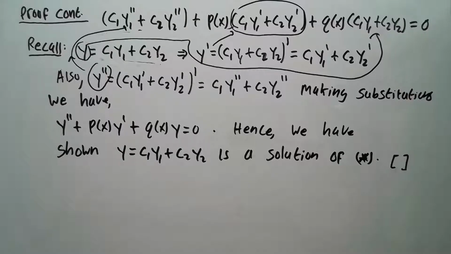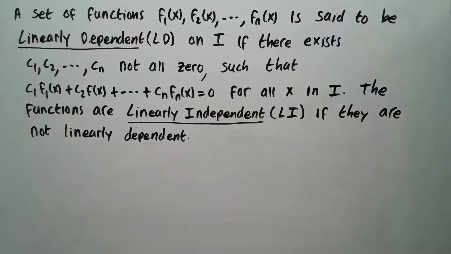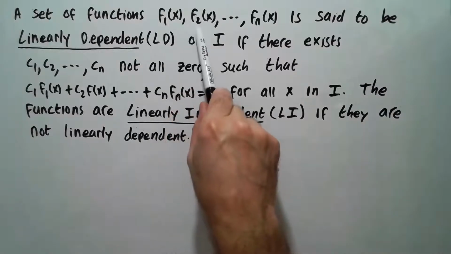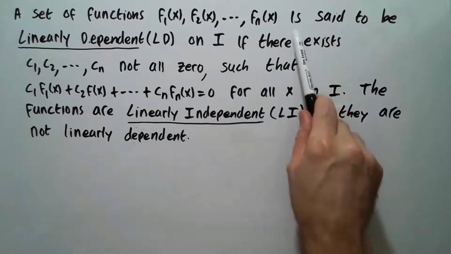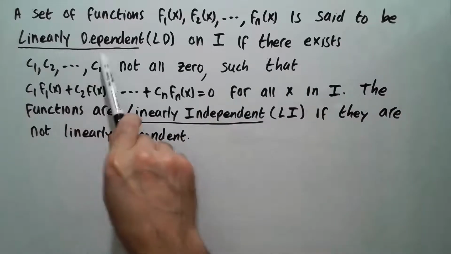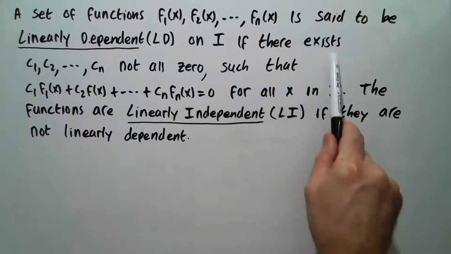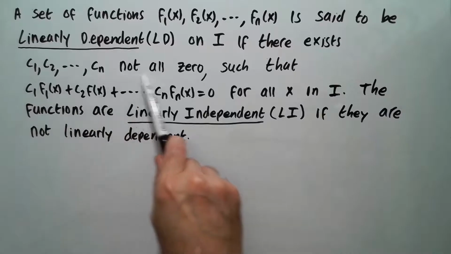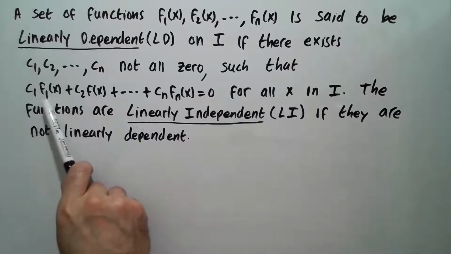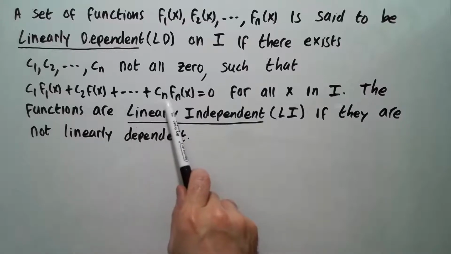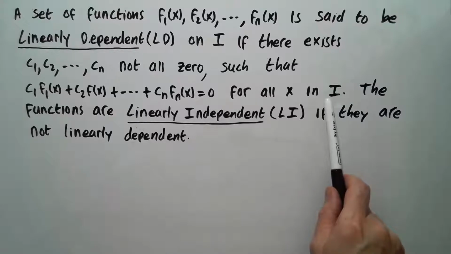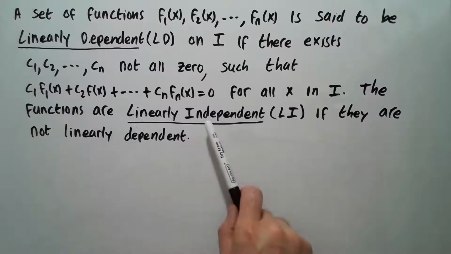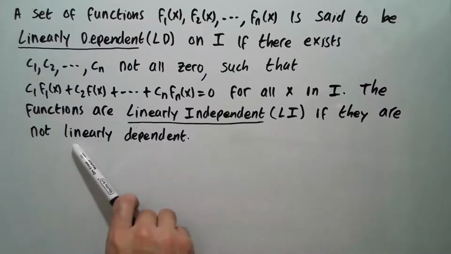Okay, so let's move on. I'm going to erase some things here. Next, a set of functions, say f1(x), f2(x) through fn(x), so say you have n functions of x, is said to be linearly dependent on some interval I if there exist coefficients c1 through cn, not all 0, such that c1 f1(x) plus c2 f2(x) plus through cn fn(x) equals 0 for all x in I. The functions are linearly independent, LI, if they are not linearly dependent.